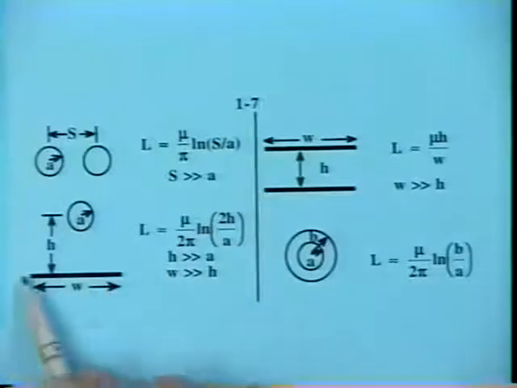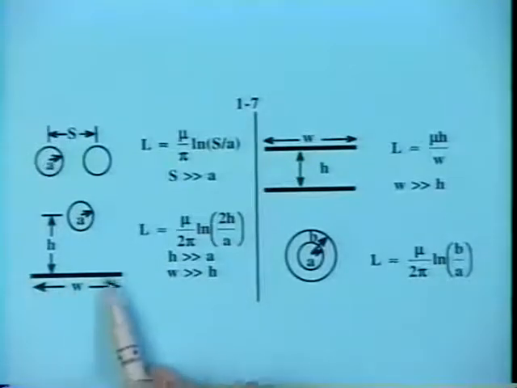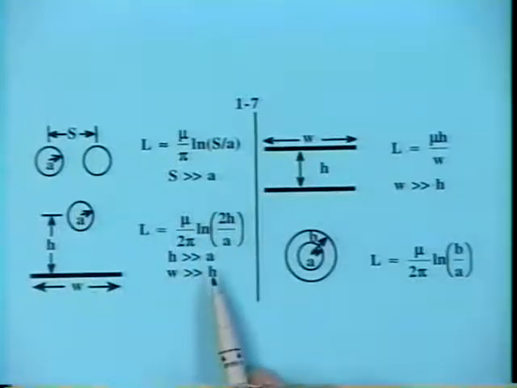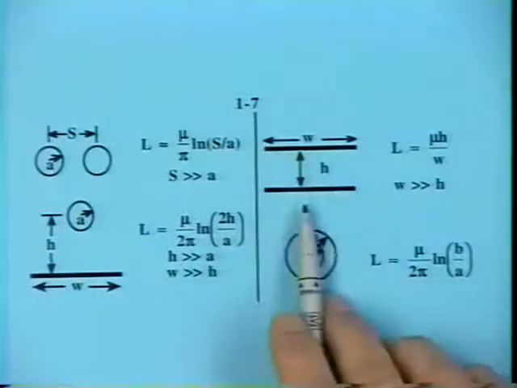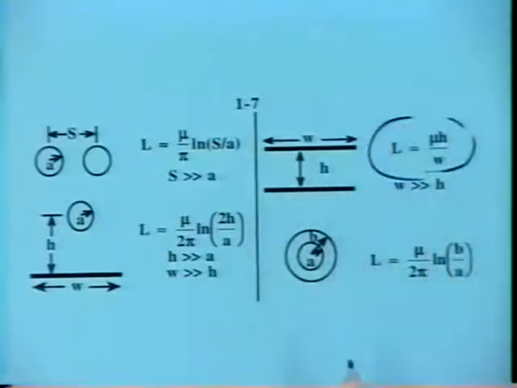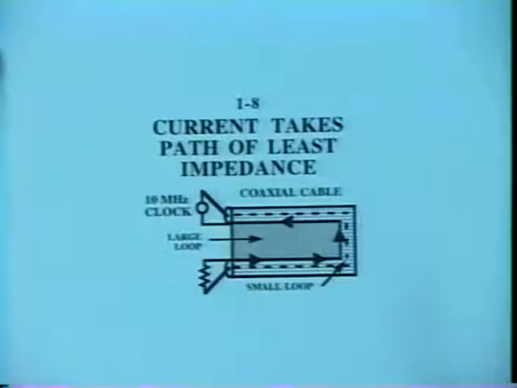You have a wire above a plane. Again, if the plane is fairly wide compared to the separation between the wire and the plane, you can use this approximate formula. Two parallel plates, wide relative to their separation. Very simple formula for the inductance per unit length of two parallel plates. And here the inductance for the coaxial cable. With these few examples right here, you can approximate many of the situations for which you might be interested in calculating the self-inductance.